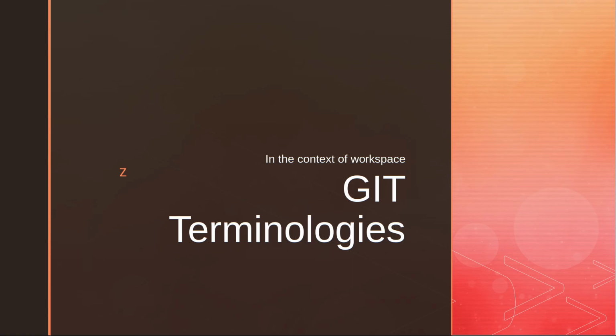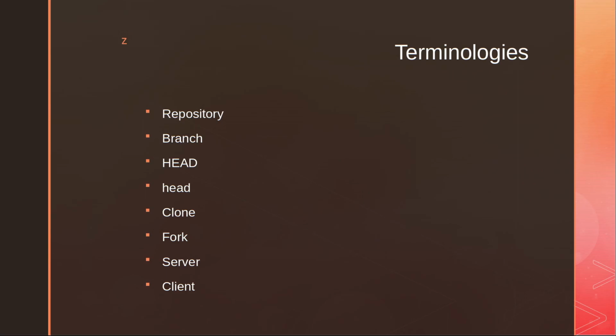Today, we are going to talk about Git terminologies in the context of working environment. These Git terminologies are more or less similar to the other versioning systems, for example, SVN. In this session, we are going to discuss the terminologies as shown on the screen.